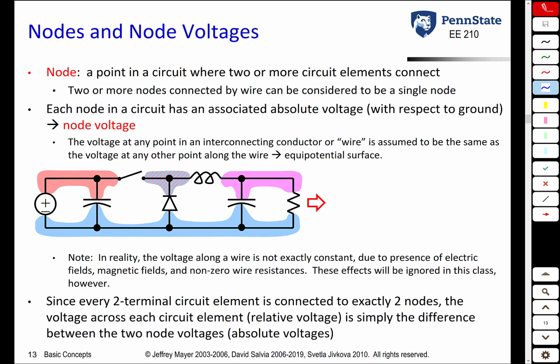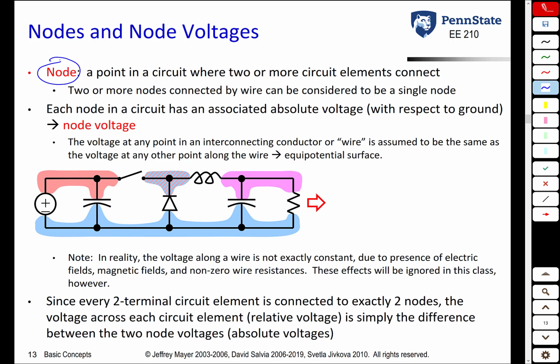So when you have a circuit with different components connected, voltage sources, current sources, resistors, capacitors, etc., the points where these different components connect is called a node. So a node is a point in a circuit where 2 or more circuit elements connect. Technically, if you have 2 wires that are connected together, it is not considered a new node. It turns out that every node in a circuit has an associated absolute voltage.